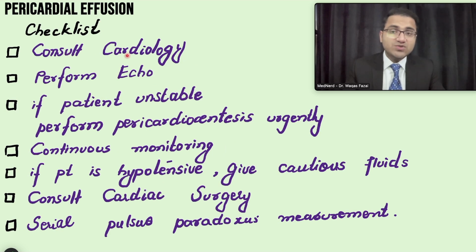Whenever a patient comes to you, you have to consult cardiology, and you have to perform immediate echocardiography. If the patient is unstable, perform pericardiocentesis urgently. Continuous monitoring should be done in these patients. If the patient is hypotensive, you can give cautious fluid, but remember pericardiocentesis is the mainstay. Consult the cardiac surgery unit for further, definitive management, and serial pulsus paradoxus measurement should be done because that would indicate how much fluid is there in the chest.